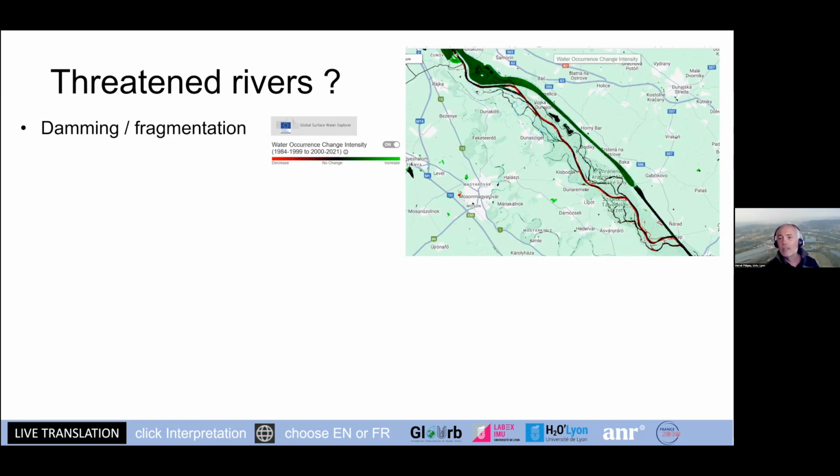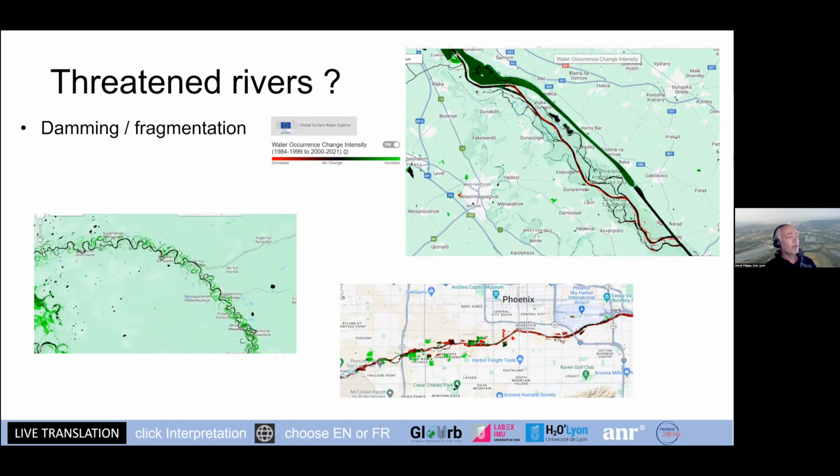This is a great illustration with the Gabčíkovo Dam built during that period between Hungary and Slovakia. We see the green zones, which are the reservoir and the dam, and the red zone is a loss of water associated with the anastomosis of the Danube in this region. So we see the impact of the dam.